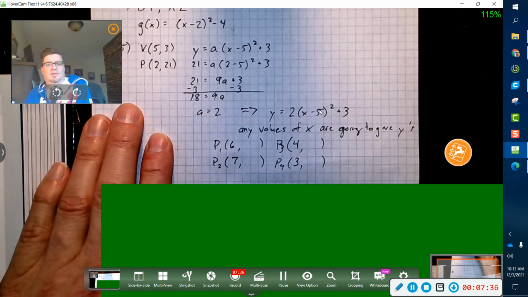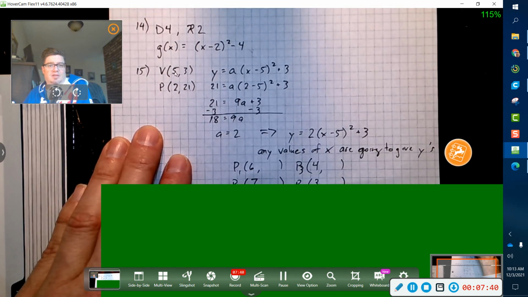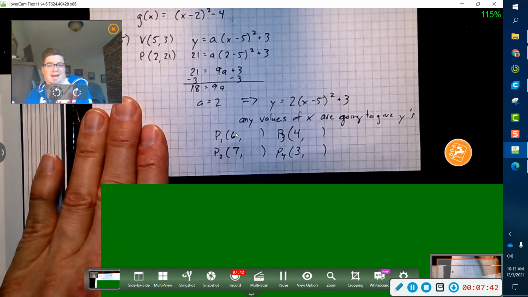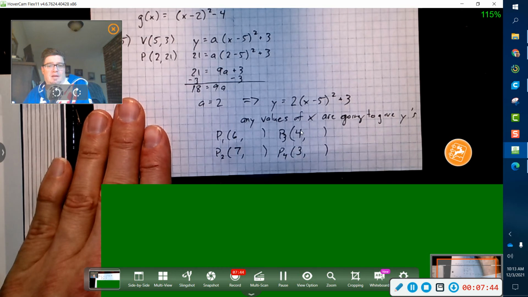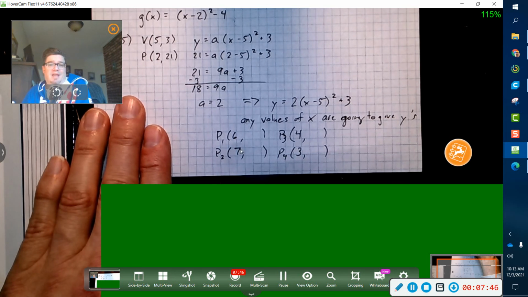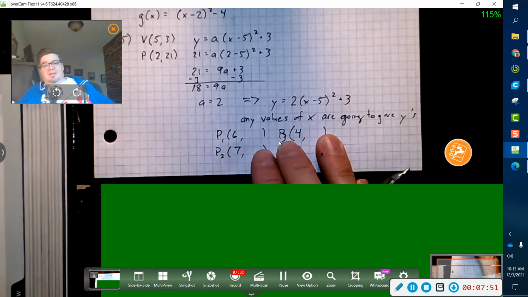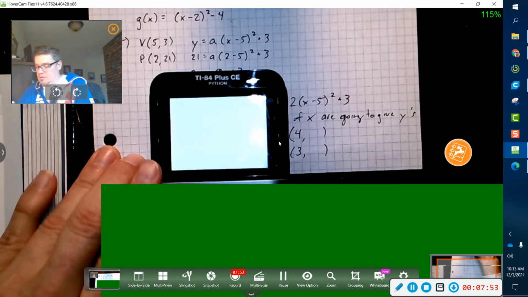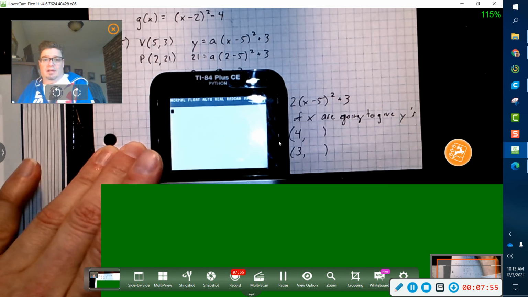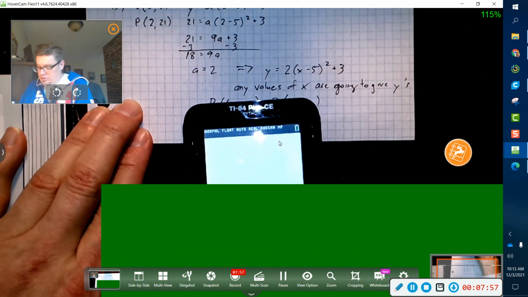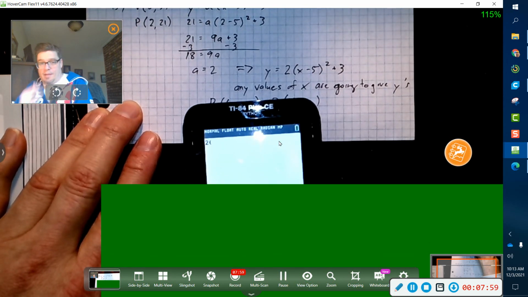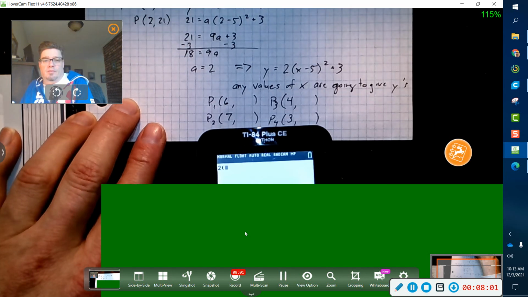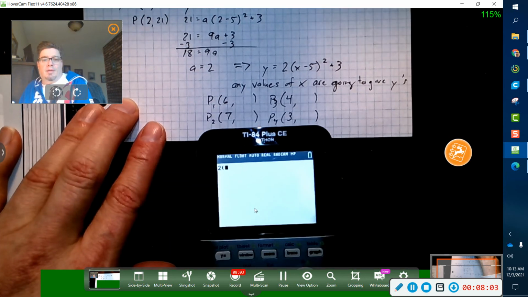Alright, so what I'm going to do is choose numbers that are close to 5, because the vertex is actually 5, 3, and why not just choose 6 and 7, and then 3 and 4. I only have to have 3 points, so it's overkill if I do a 4th, but I'm really just going to go ahead and plug in numbers here. I will only have to punch in most of it once, so how about we do 6?